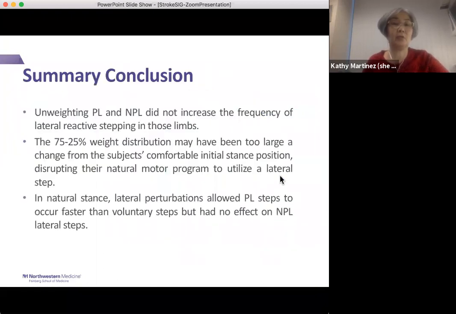In summary, unweighting the paretic and the non-paretic limb did not increase the frequency of lateral reactive stepping in those limbs. The 75-25 weight distribution may have been too large a change from the subject's comfortable initial stance position, disrupting their natural motor program to utilize a lateral step. In the natural stance position, lateral perturbations allowed paretic limb steps to occur faster than voluntary steps, but had no effect on the non-paretic limb lateral step onset time.